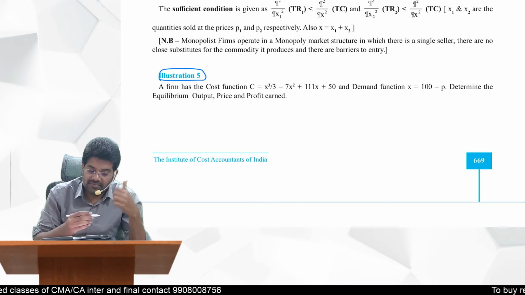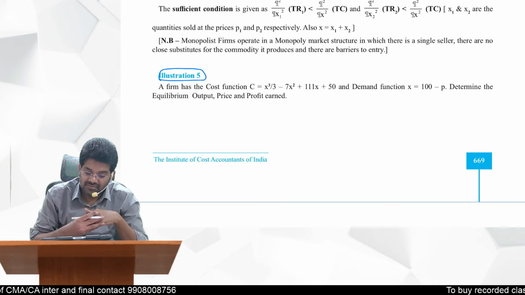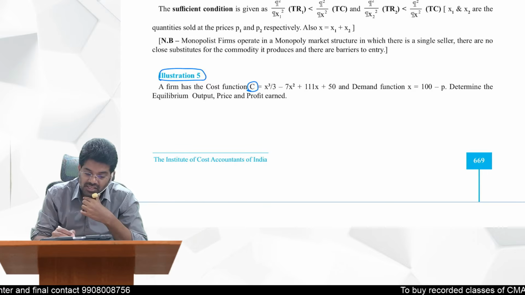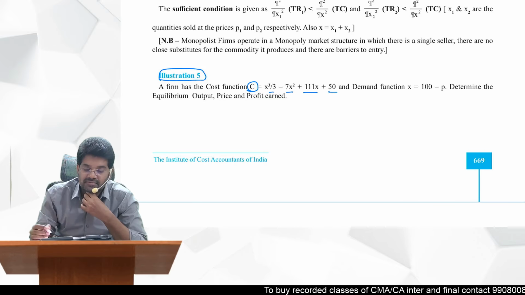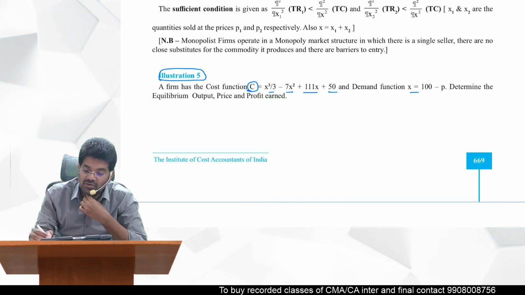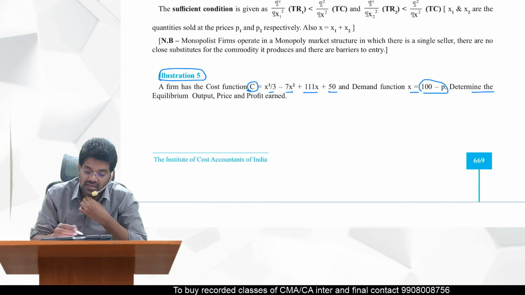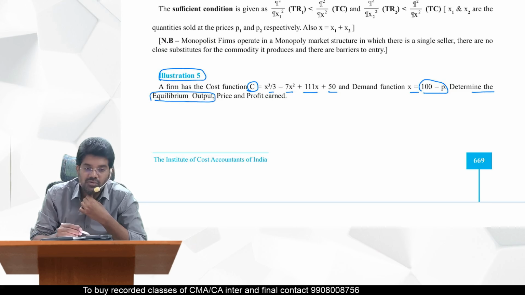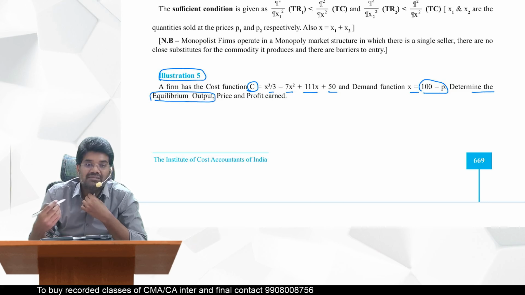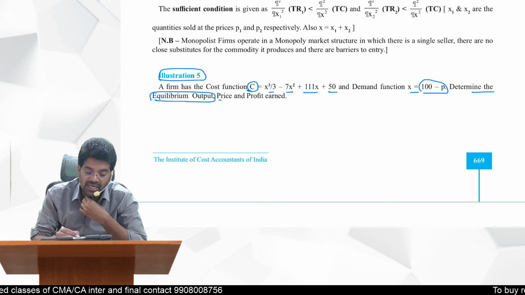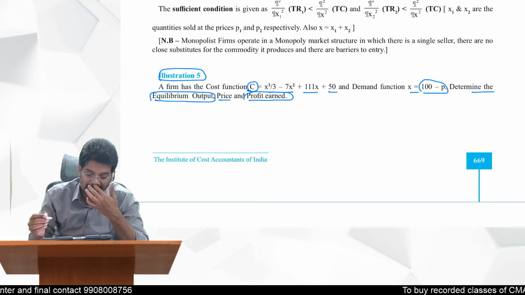Illustration number 5. A firm has a cost function C is equal to x cube divided by 3 minus 7x square plus 111x plus 50. The demand function is x is equal to 100 minus p. Determine the equilibrium output. Equilibrium output means the profit maximizing output: at what level of output will the profit be maximum? Equilibrium output, price, and also the profit earned. Three things we should calculate here.